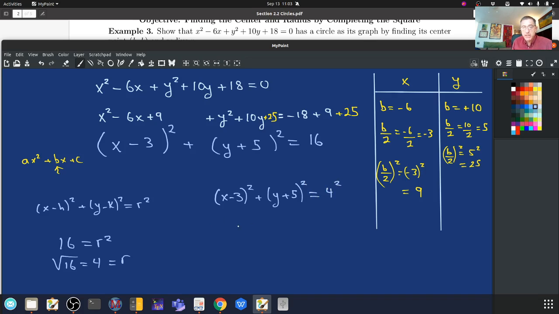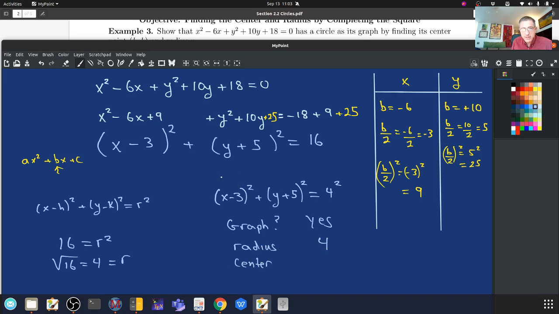So the conclusion is this does have a graph. Does it have a graph? The answer is yes. And okay, what's the radius? The radius is 4. And what's the center?